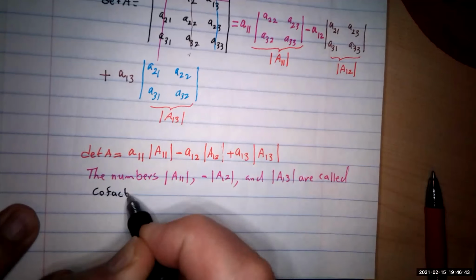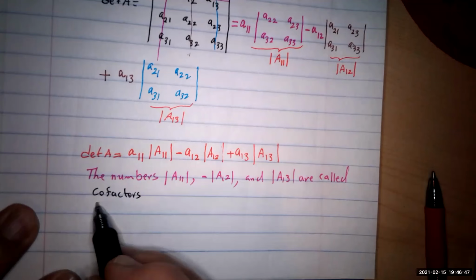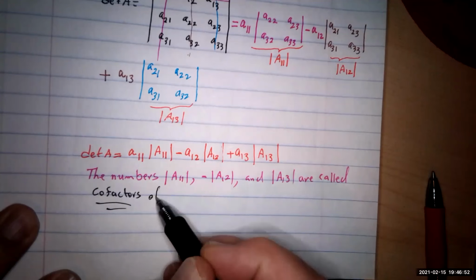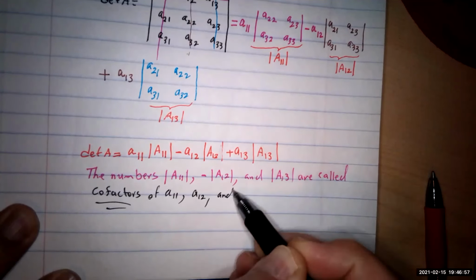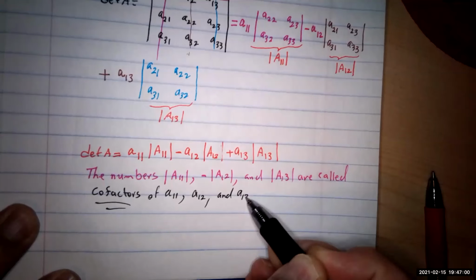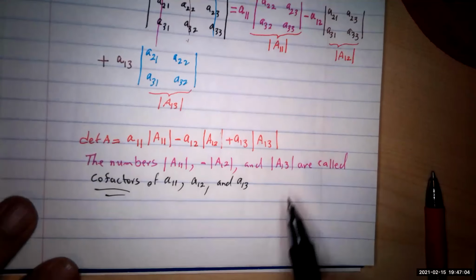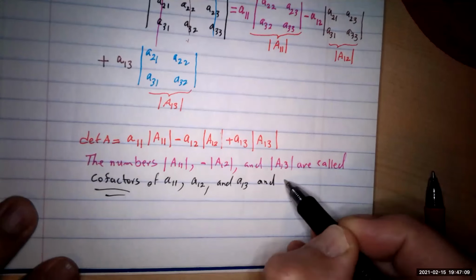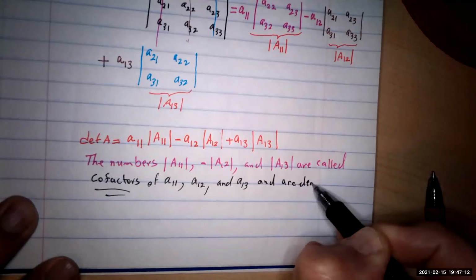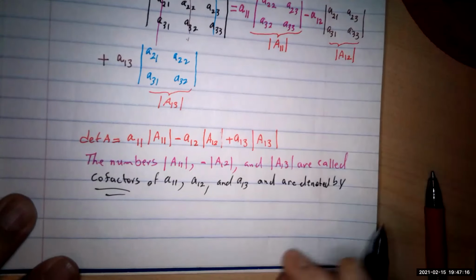Okay, cofactors of the first one, the term A11. For the second one, the term A12. And for the third one, the term is going to be A13. These are going to be cofactors, and they are denoted by, we go with the C for the cofactor.